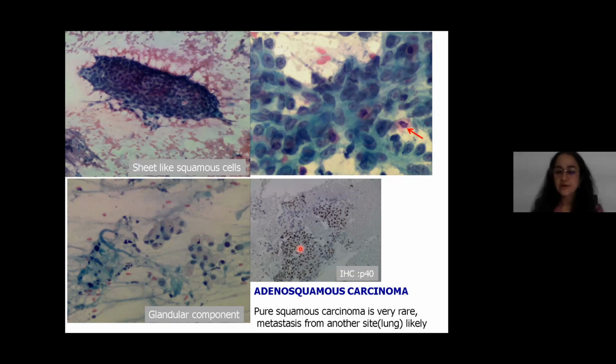Remember that pure squamous carcinoma is very rare. And if you see such a tumor in the pancreas, instead of a primary, you must consider a metastatic tumor, especially from the lung, and rule it out.